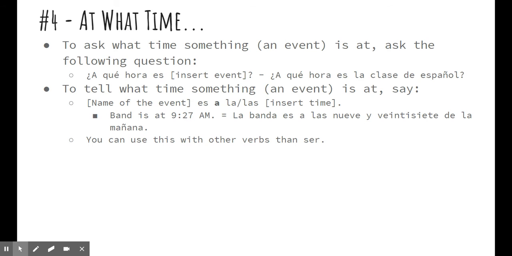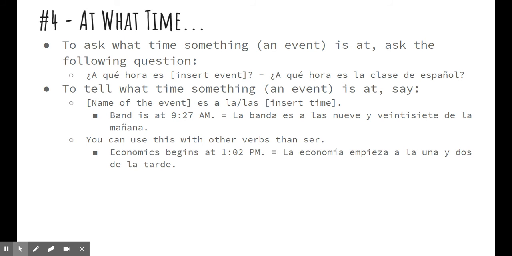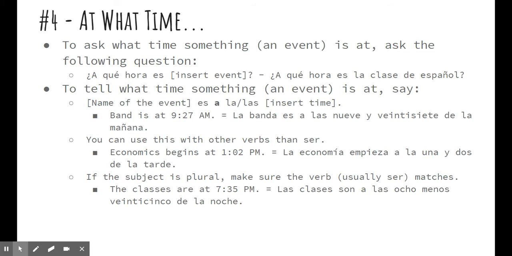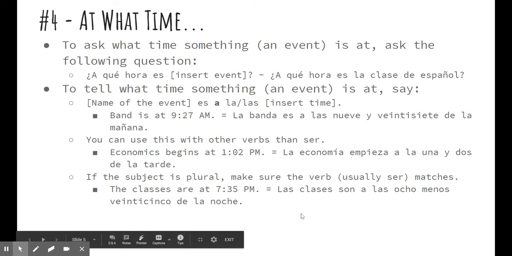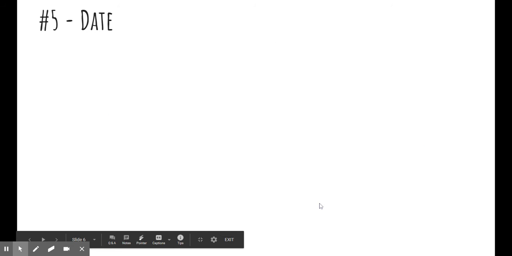You can use this with other verbs in ser. Ser is the most common, but you could use like to begin or something like that. Economics begins at 1:02 p.m. La economía empieza a la 1:02 de la tarde. And if the subject is plural, which isn't too often, make sure the verb, which is usually ser, matches with that subject. So the classes are at 8:25 p.m. Las clases son a las 8:25 de la noche. The son there is matched with las clases, which is the subject.